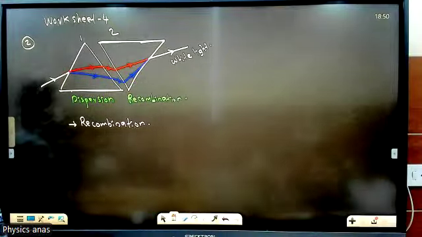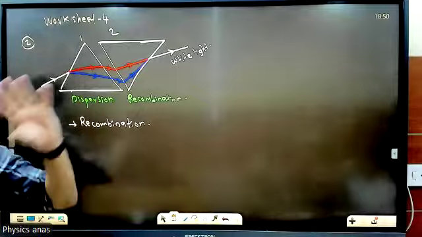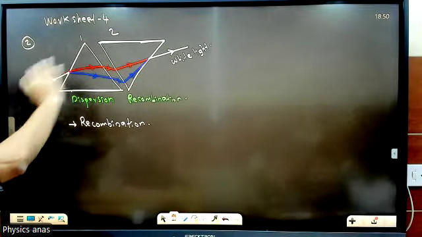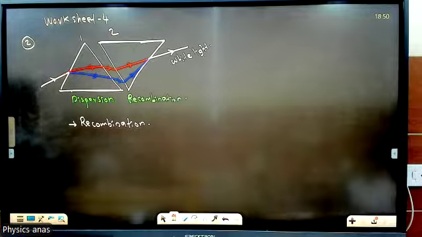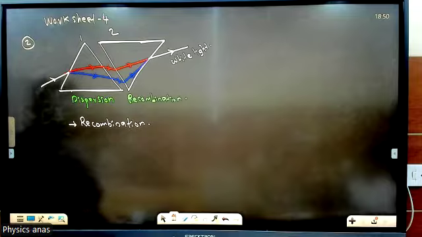Did you understand this? Yes. Abdullah, Zoya, did you get it? Recombination. This is the recombination of colors. Got it? Yes.